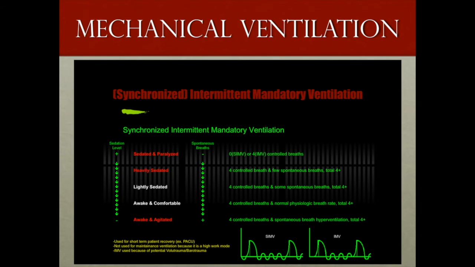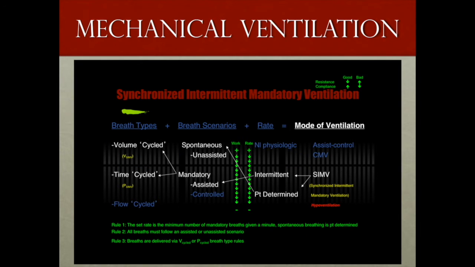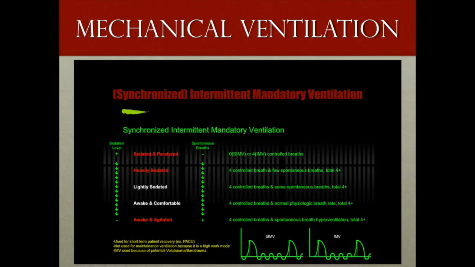Initially, synchronized intermittent mandatory ventilation was used as a short-term weaning mode of ventilation. It's not the best for long-term weaning because it is a high work mode of ventilation. If you look, while 4 breaths have either very little or no work associated with them, if they are delivered via an assisted or controlled method, the breaths in between have the highest amount of work that are possible. They are spontaneous or unassisted breathing.